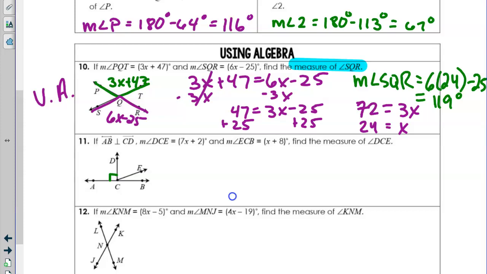That'll be important, okay? Then they said the measure of angle DCE. So DCE is right here. That's 7x plus 2. And then ECB, which is right here, is x plus 8. They want us to find the measure of angle DCE. Taking all that information, what type of angle pair are the purple and the blue?